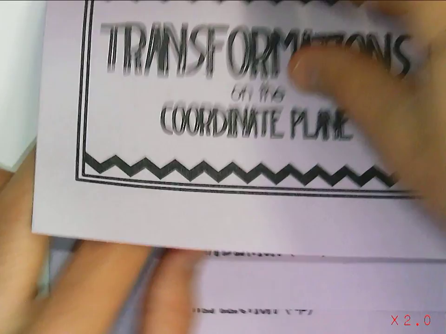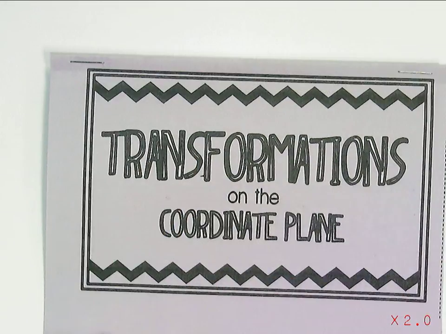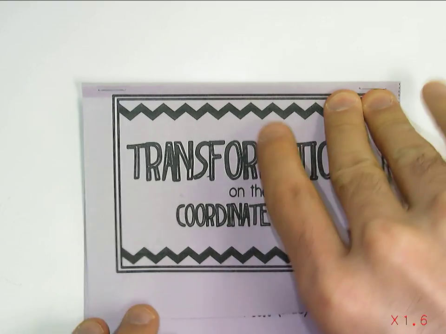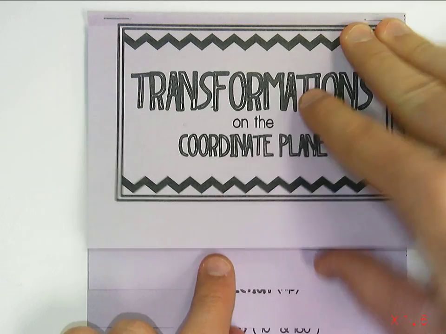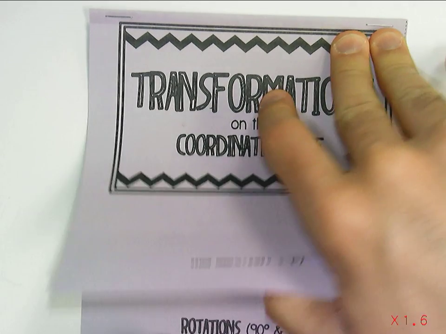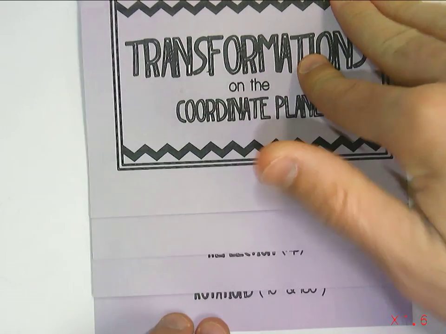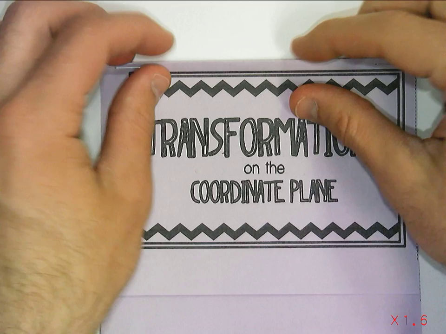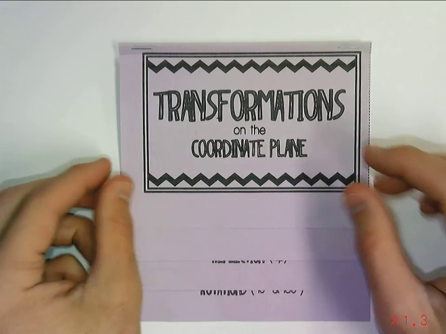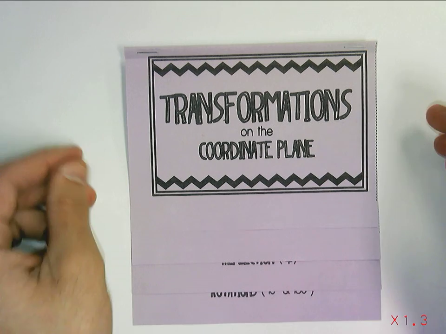So this was today's lesson on transformations. We again looked at translations, reflections, and rotations. So at this point now you should be able to go back to your entry slip and make your changes and turn that in as your exit slip.